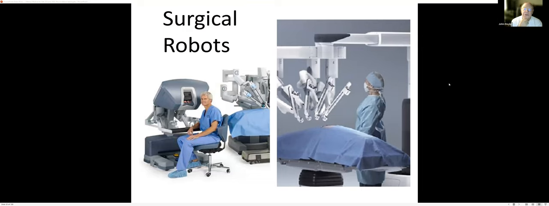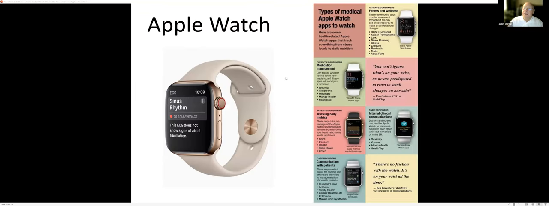And there are certain surgeons who insist on using the robots when they're not really required, because if they don't use them enough, they'll become de-skilled. So we're going to see how that plays out and where surgical robots can be useful and where they are overplayed. One thing we do see a lot of is the use of the Apple Watch.